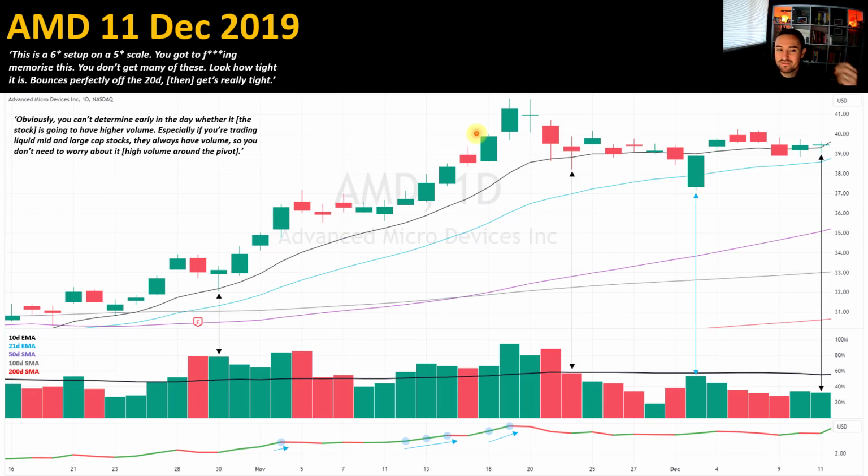It's an area, a vicinity, a region where you'd expect large operators to step up and support the stock. Are they stepping up and supporting the stock? Well, let's go through the bar. Gap down, open near the low, little shakeout demand tail, push up, strong close. That looks like supportive action off of the 21-day EMA.